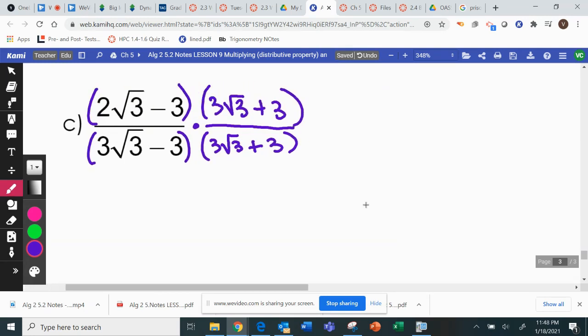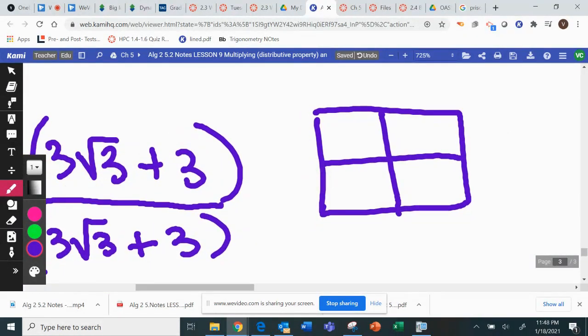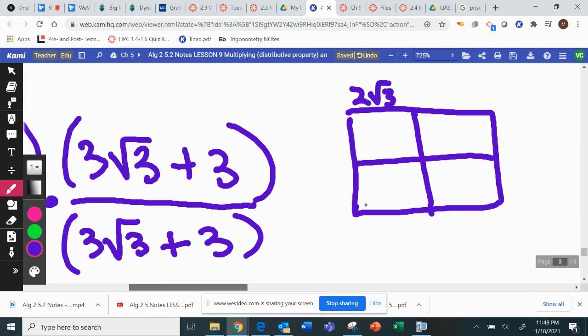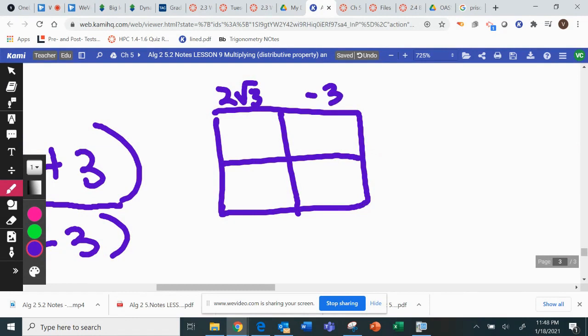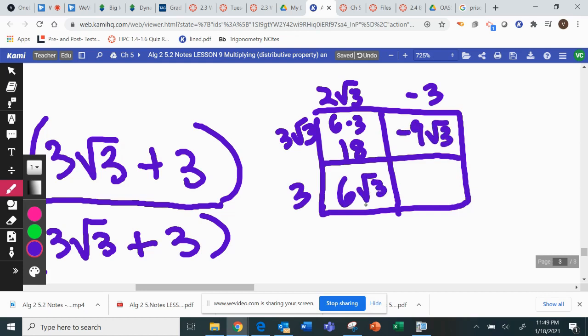Now on top, I am going to have to maybe make a grid or use your distributive FOIL property, however you want to do it. I'm going to zoom in so I can write easier in here. It was 2 square root 3, I already forgot, minus 3. And then 3 square root 3 plus 3. So that'll give me 6 times 3, which is 18. And then this one will be negative 9 square root 3. Down here is going to be 6 square root 3, and this will be minus 9.